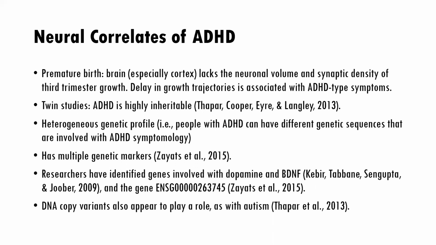In twin studies, ADHD is highly heritable. It also has, what's interesting, a heterogeneous genetic profile, meaning it's quite difficult to identify just one series of genes to identify ADHD. People with ADHD actually have very different genetic sequences that are involved with symptomology and multiple genetic markers. What researchers have identified are genes involved with dopamine and brain-derived neurotrophic factor being related to ADHD, and a specific gene that I'm not going to say out loud. DNA copy variants can also play a role, as with autism. Remember what copy variants are? The DNA has to copy through cell division, and eventually you get copy errors.